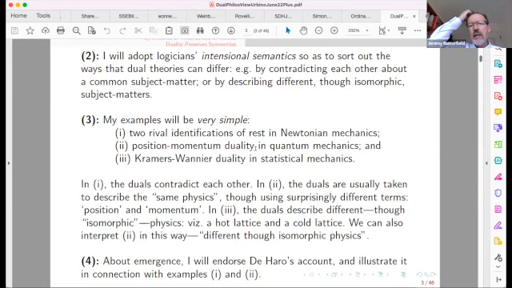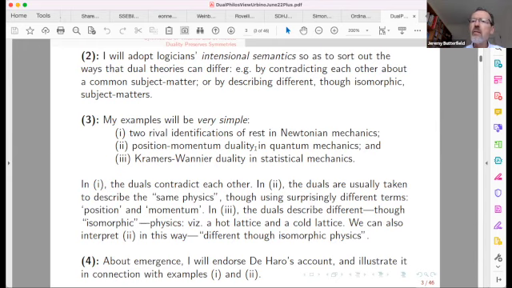But it's the same physical situation being described. And on the other hand, in the final example, the duals describe different physics from one another. There's a lattice system like graph paper, but one is hot and the other is cold. They're different, but their behavior is in a certain respect isomorphic.